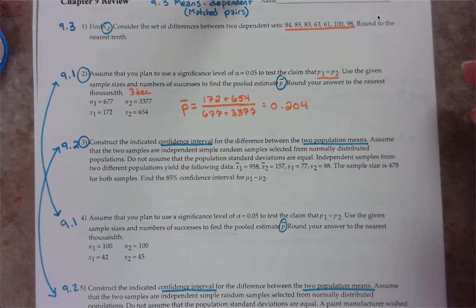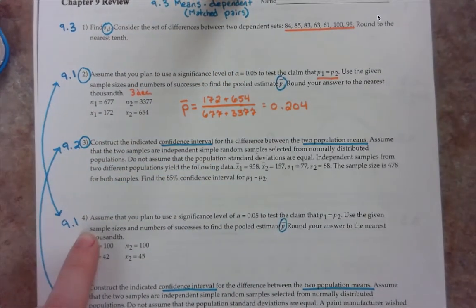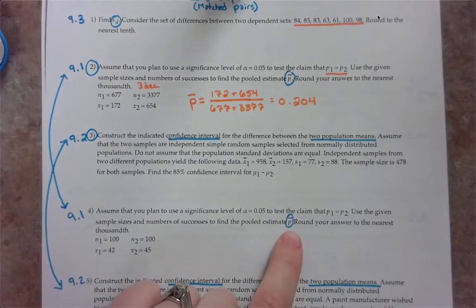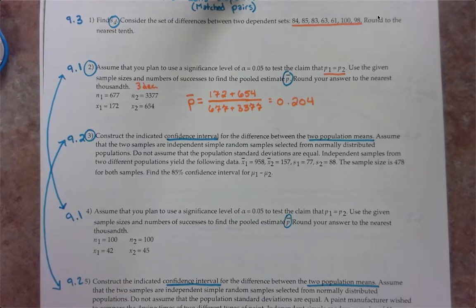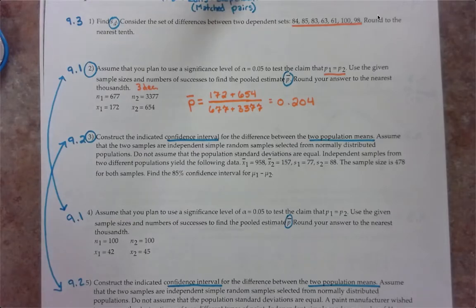Okay, I put a little line down to number 4 because number 4 is asking to find P bar also. So they're asking for the same type of thing. If you want to, you can pause the video and do that one now. But that's kind of the same type of thing.